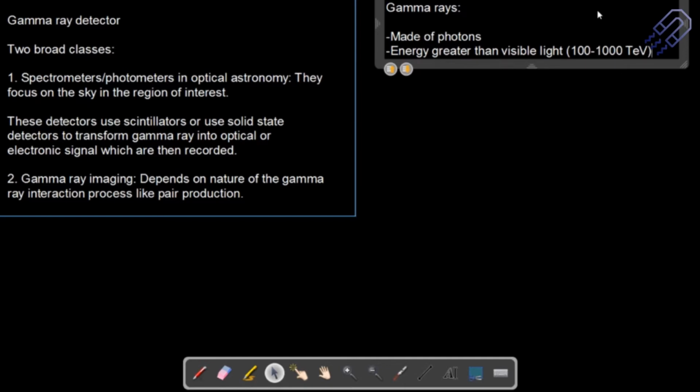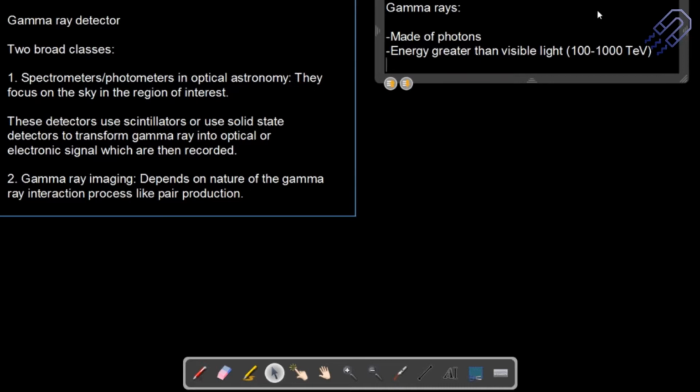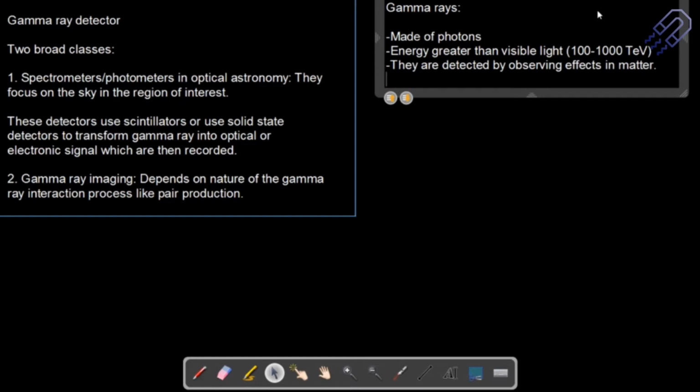And visible light is much lower, around 10-20 electron volts. So that is there. And in general, even if we don't consider the detectors, they are sophisticated detectors. In general, they are detected by observing effects in matter. From the basic idea of nuclear physics, we know that gamma rays are most penetrating for the simple reason they have got greater energy.